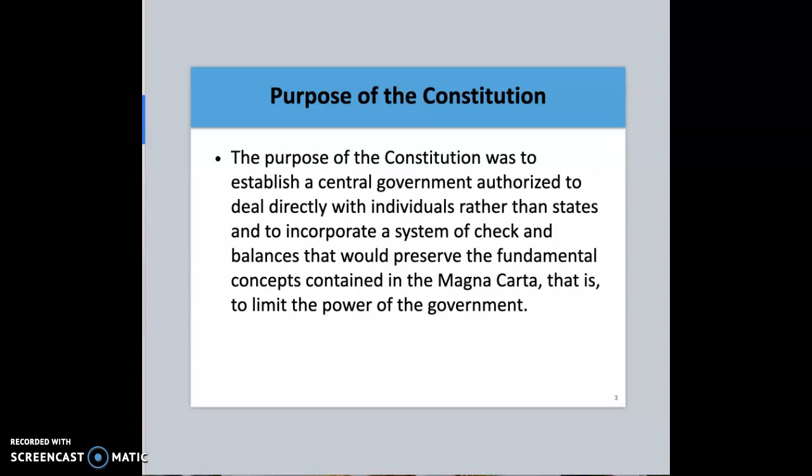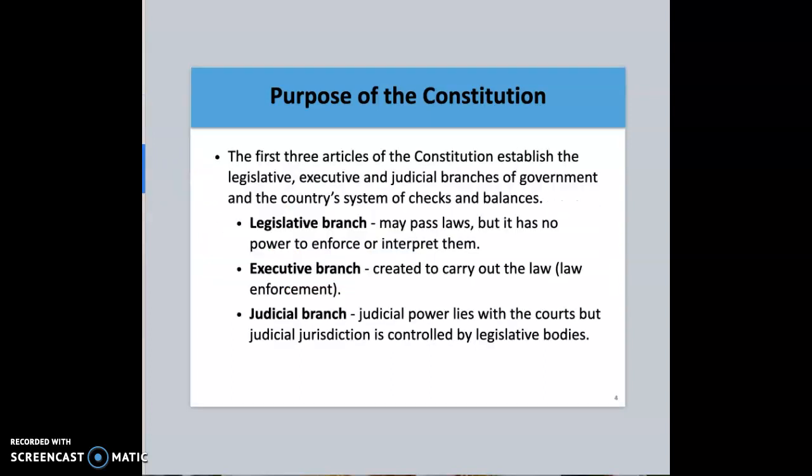And this is going back to your civic days in junior high or high school. The purpose of the Constitution was to establish a central government authorized to deal directly with individuals rather than states, and to incorporate a system of checks and balances that would preserve the fundamental concepts contained in the Magna Carta, that is, to limit the power of government. Now, the system of checks and balances that is mentioned here is something that carries over today in our criminal justice system, and we'll explain that here in just a little bit.